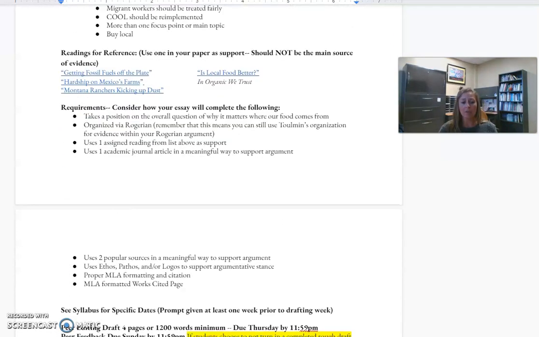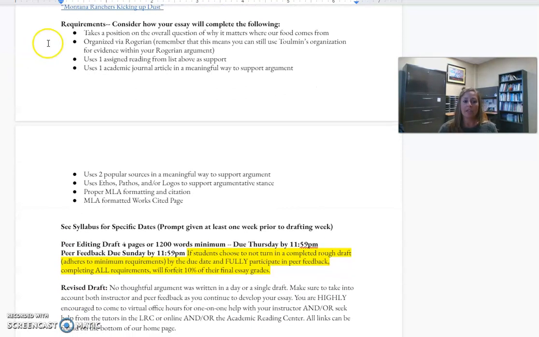The readings that we're going to be looking at are these 4 articles are our primary reading materials, and then we have a film, In Organic We Trust. I really hope you enjoy it. The main things that you want to be looking at are how is your paper going to accomplish this? Okay, so how will your paper accomplish taking a position on the overall question? How will you ensure that it is organized via the Rogerian method?